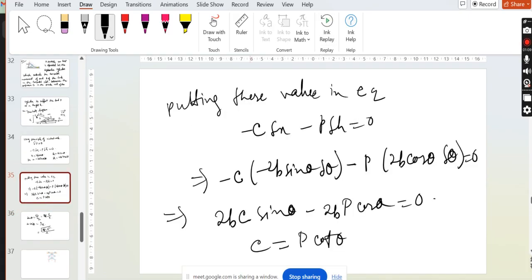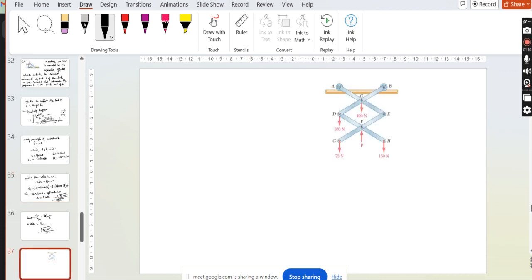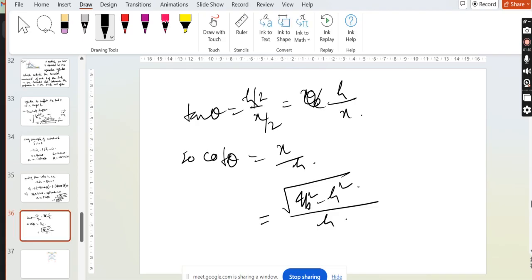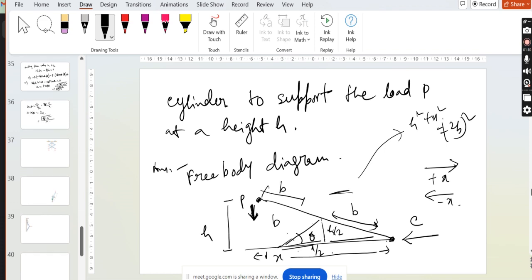So this is basically the square root of 4b square minus h square by h. You can write it as the square root of 2b by h whole square minus 1. So this is 2b, this is h, so h square plus x square is equal to 2b whole square. From this we get x is equal to the square root of 4b square minus h square.